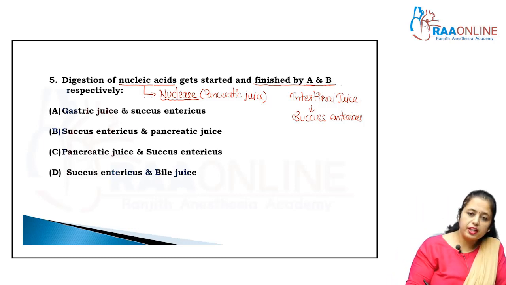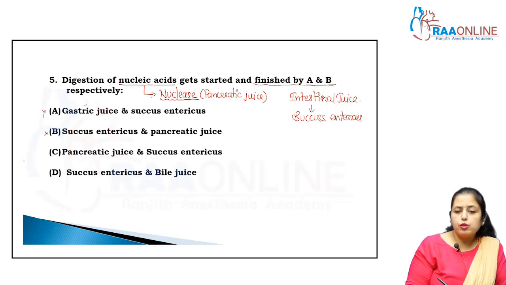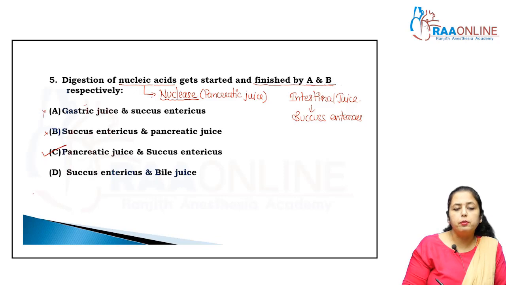Nucleus is present in the pancreatic juice, so the first answer is pancreatic juice. Gastric juice, no. Succus entericus comes first, that means the nucleus is present in succus entericus, no, right? So this option is also wrong. Now pancreatic juice, yes, nucleus is present in pancreatic juice, and the second one, nucleotidase, is also present in the succus entericus. So the correct answer is C, pancreatic juice and the succus entericus, right?